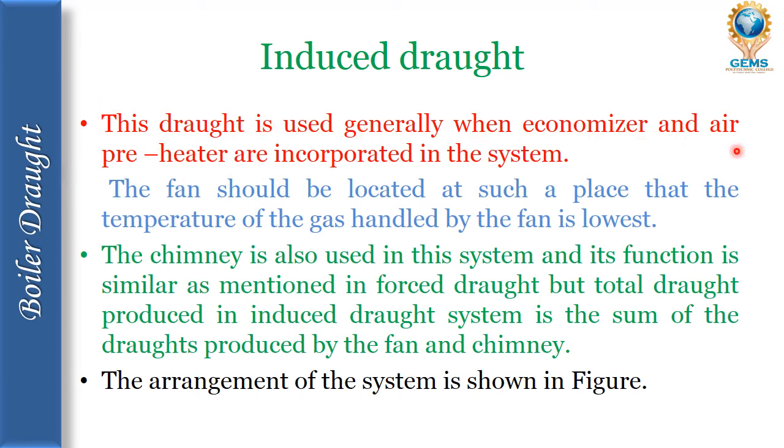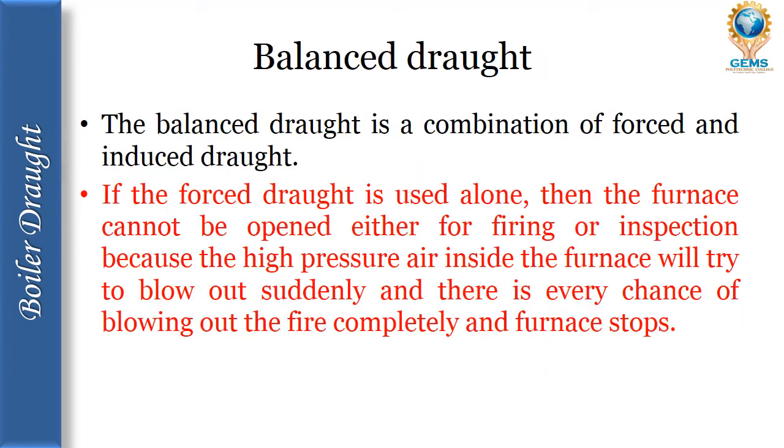This draft is used generally when economizer and air preheater are incorporated in the system. The fan should be located at such a place that the temperature of the gas handled by the fan is lowest. The chimney is also used in the system, and its function is similar as mentioned in forced draft, but the total draft produced in the induced draft system is the sum of the draft produced by the fan and the chimney.